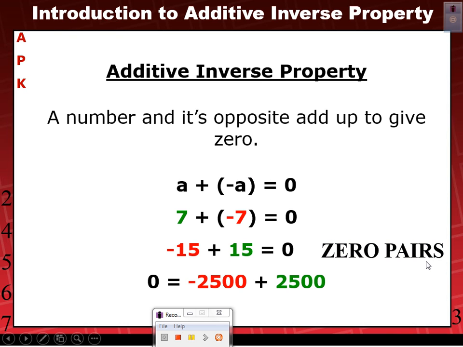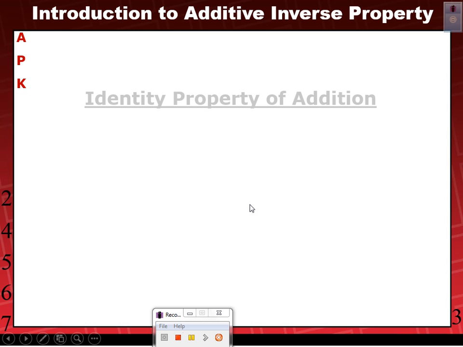Does that make sense? Why? Because it's a pair of numbers and they make 0. But what property is it? Additive inverse property. Are we there so far? That's one property. The second property, you don't need to copy this. Here we go. The second property that we're going to cover today is the identity property of addition.